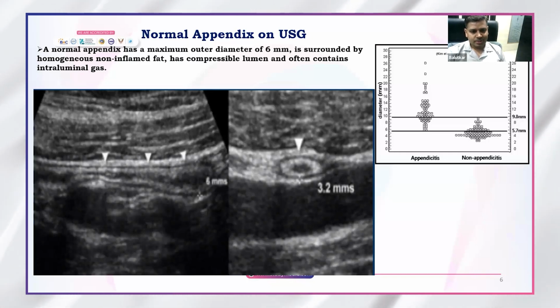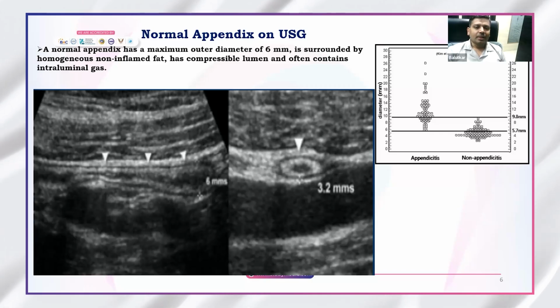So there are no cases in which the appendix is found to be less than 5.7 mm caliber in this particular study, at least, that they're having appendicitis. So if the caliber of the appendix is less than 5.7 mm, you can surely rule out appendicitis. At the same time, if the appendicular caliber was found to be 9.8 mm and above, it was found that almost all of the patients with an appendix of this caliber have acute appendicitis.